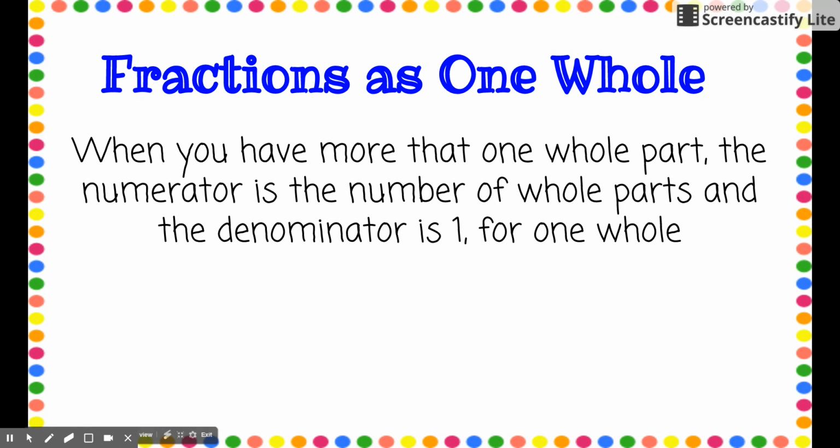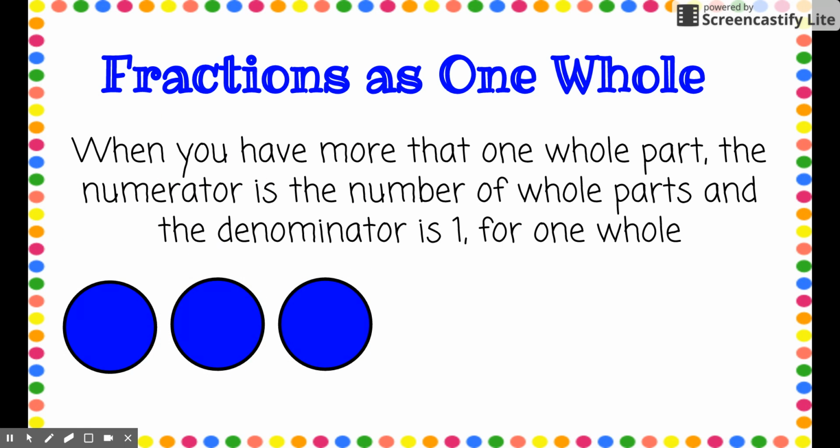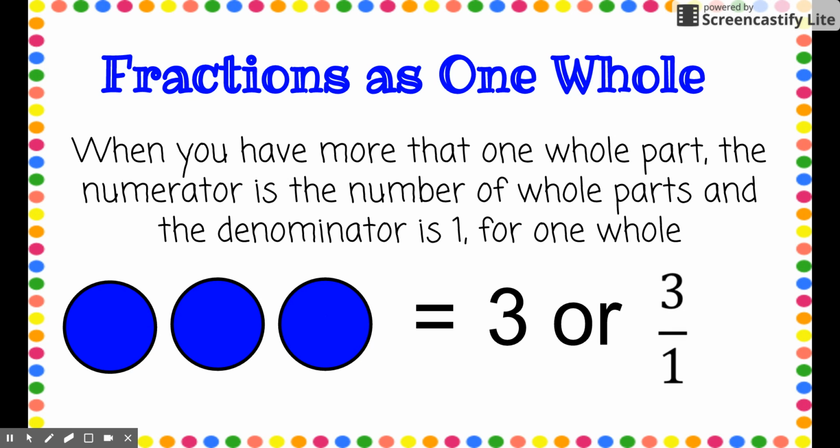When you have more than 1 whole part, the numerator is the number of whole parts and the denominator is 1, which stands for 1 whole. So here we have 3 whole circles that are shaded blue. So we still have 1 piece as the denominator, but now we have 3 wholes as the numerator. So this would equal 3 or 3/1. 3 represented as a fraction looks like this, 3/1, because we have 1 whole piece.